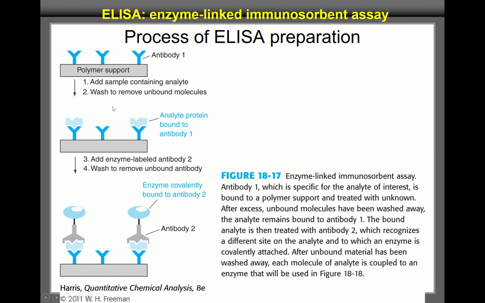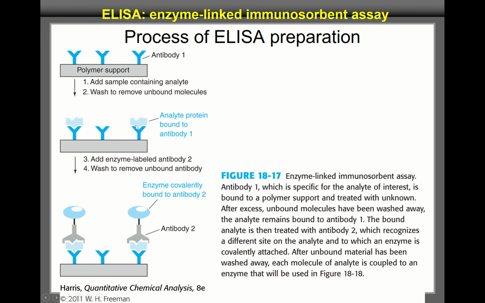So after incubation and wash, you have only the analyte bound to antibody 1. Okay, so the interaction between these two molecules is specific. But since your analyte concentration is quite low and there are a lot of antibody 1 molecules on the surface, some antibody 1 is now bound to analyte protein, but some antibody 1 is empty.